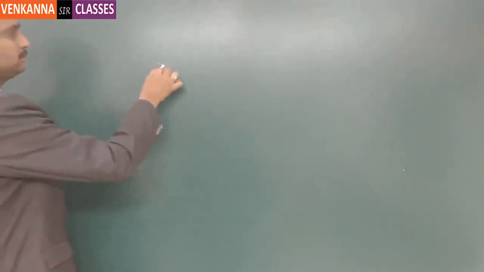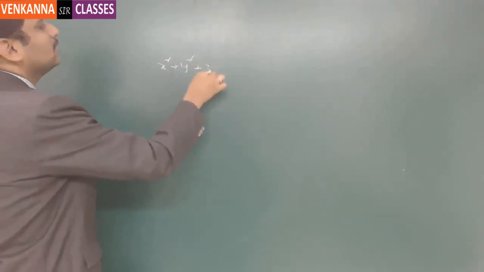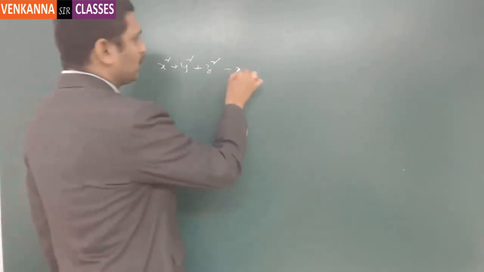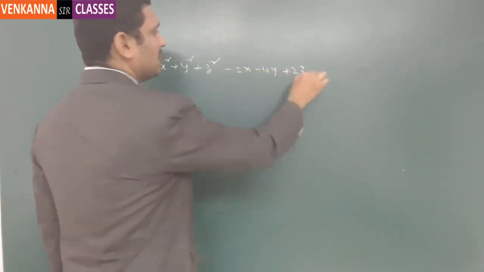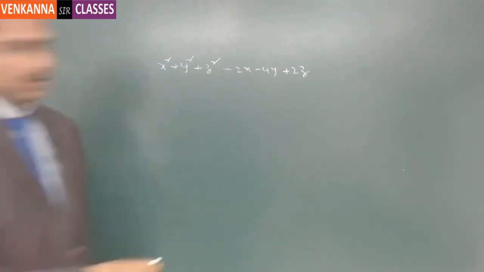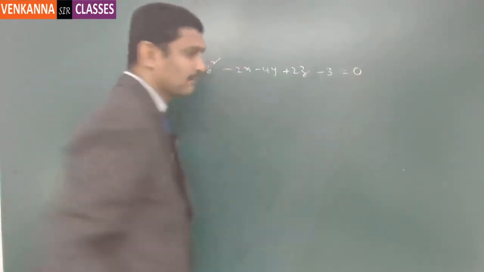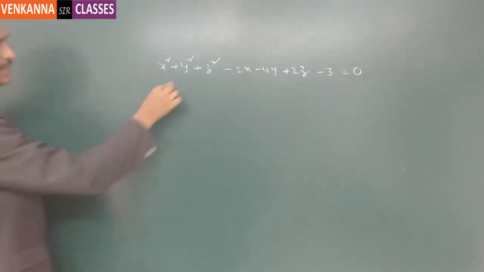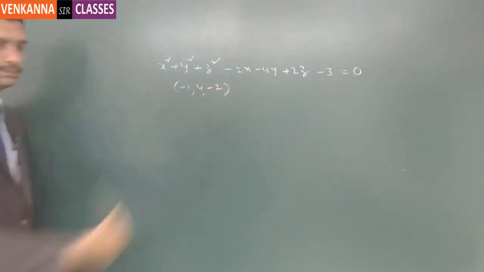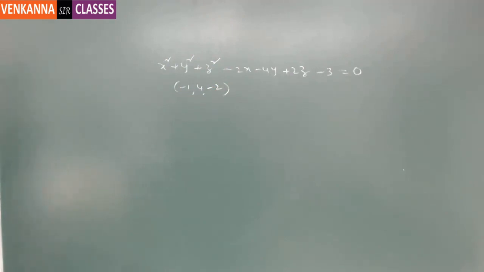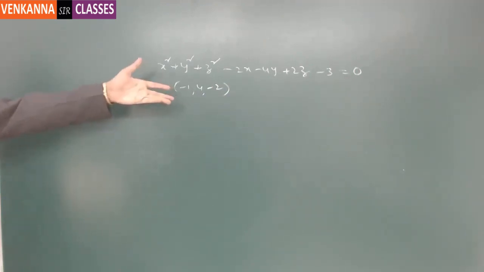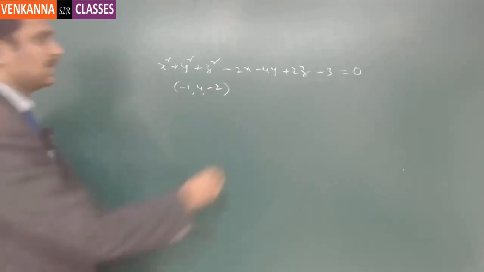So let us take a small problem right now for an idea. You take the sphere x square plus y square plus z square minus 2x minus 4y plus 2z plus 3 minus 3 equal to 0. And I have given a point to you which is minus 1, 4, minus 2. So I have given the sphere equation for you, and the point x1, y1, z1, so that you can compute the tangent plane, nothing but S1 equal to 0.